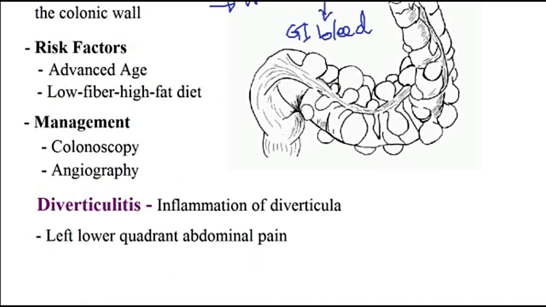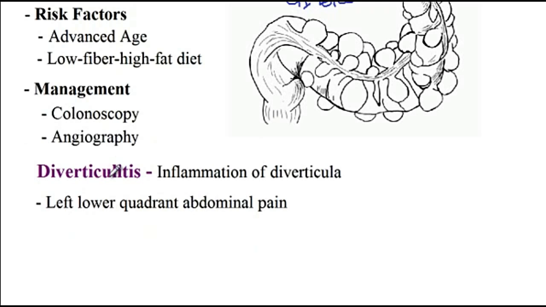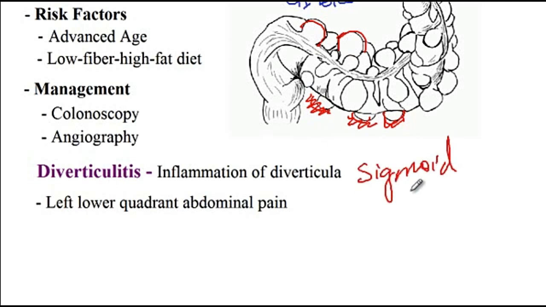Now, diverticulitis is another condition that results from inflammation of the diverticula. You know how we have all these diverticula, which are the colonic protrusions found in the colon. Now, if these diverticula get inflamed, that's what we refer to as diverticulitis, meaning inflammation of the diverticula. Since diverticulitis most commonly affects the sigmoid colon, these patients usually present with left lower quadrant abdominal pain.